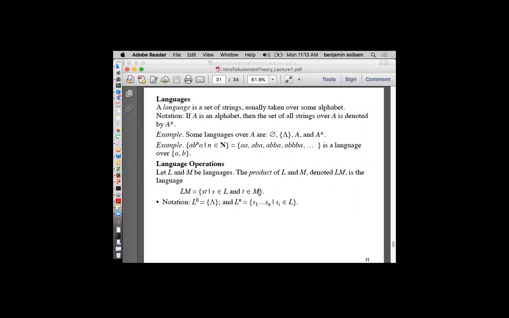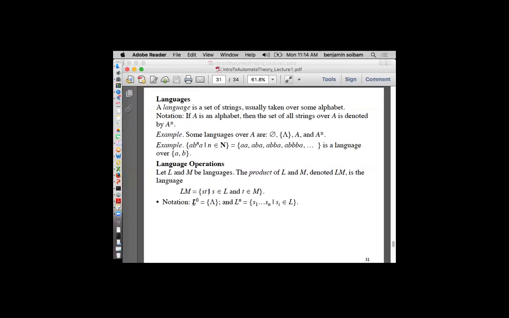So you can imagine there are going to be different combinations. If you pick one word from language L, then you can concatenate all the words or strings from language M. So you can basically repeat the same process.